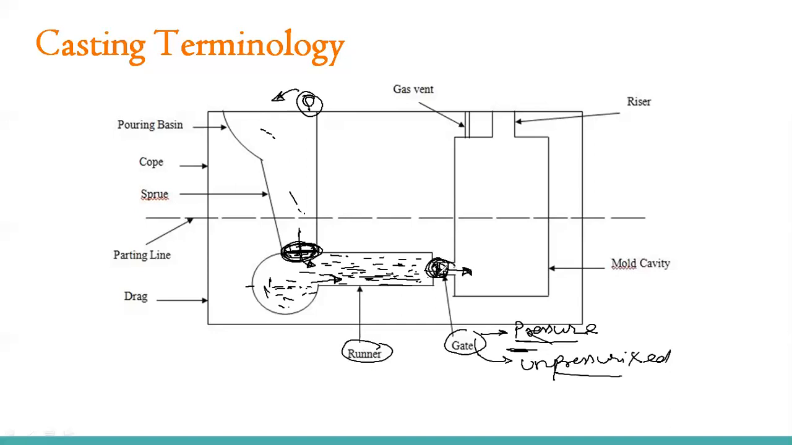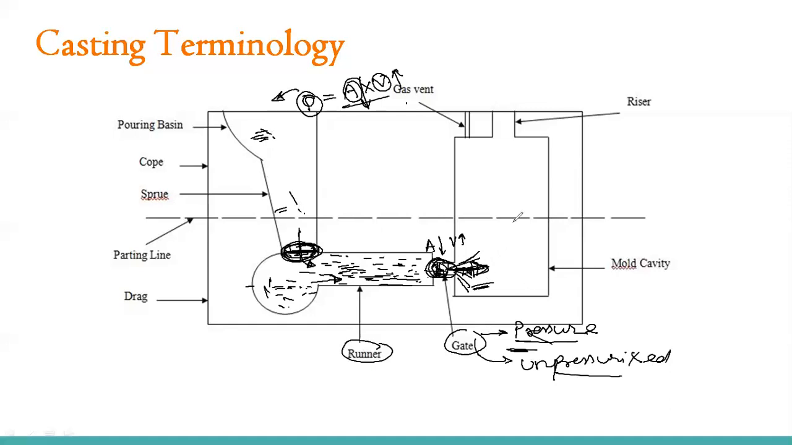The velocity increases because here the area is reduced. As I said, the flow rate is constant and the flow rate is given as area into velocity. Now if you are reducing the area, the velocity increases. So the molten material which enters the mold cavity through this gate has quite good velocity compared to the velocity of this molten material over here, here and here.